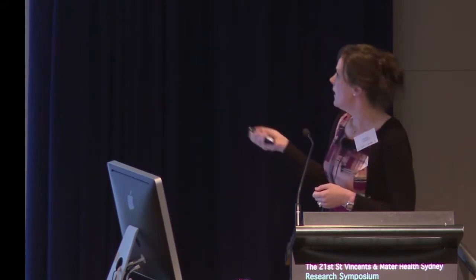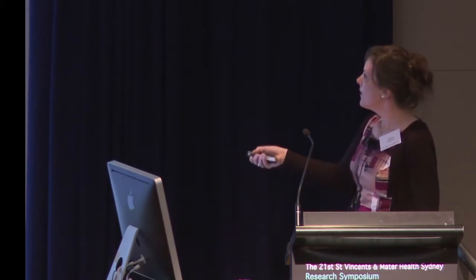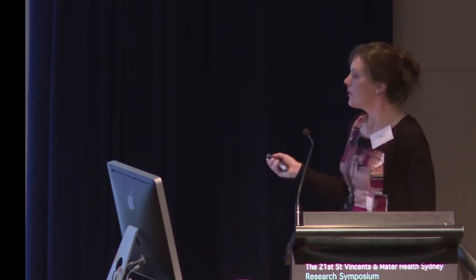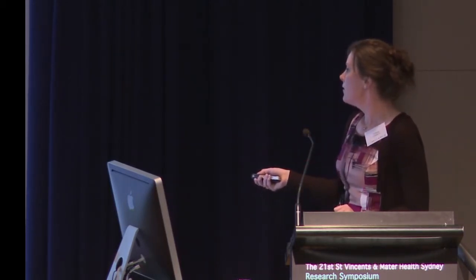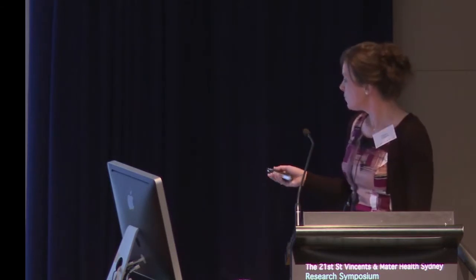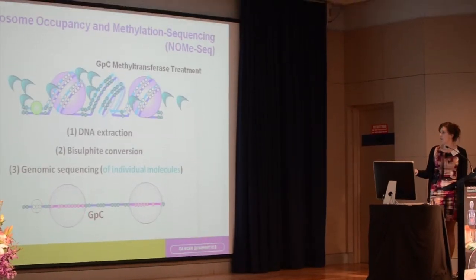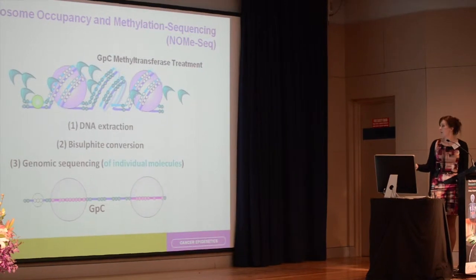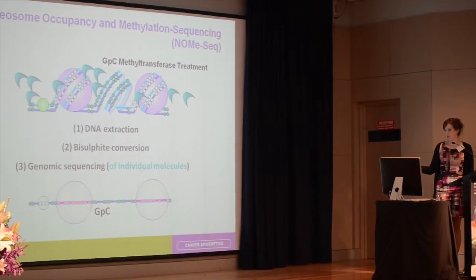So if we treat cells with an enzyme that can methylate the cytosine in a GPC context, we also know that it only methylates those cytosines when there are regions of open chromatin, such as nucleosome depleted regions, or where there are tight binding transcription factors. So after we extract the DNA and do the bisulfite conversion that Terry mentioned before, we can either do genomic sequencing of individual molecules at a locus of interest, or we can do a genome-wide sequencing experiment. We can see where there were regions of open chromatin or nucleosome depletion, or regions where there were nucleosomes bound.